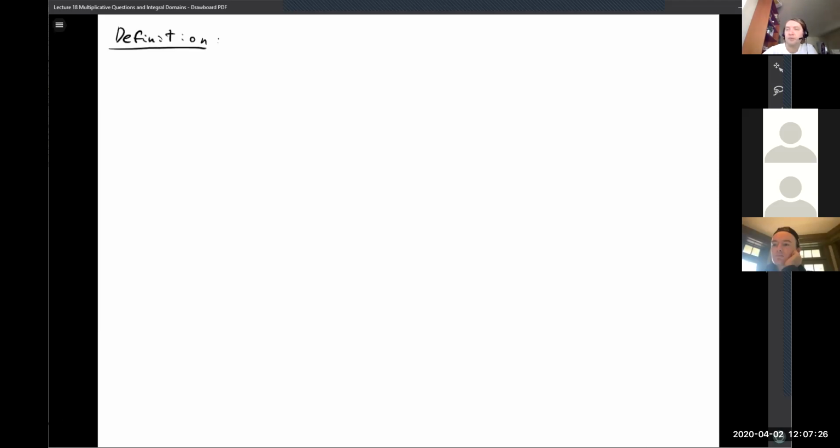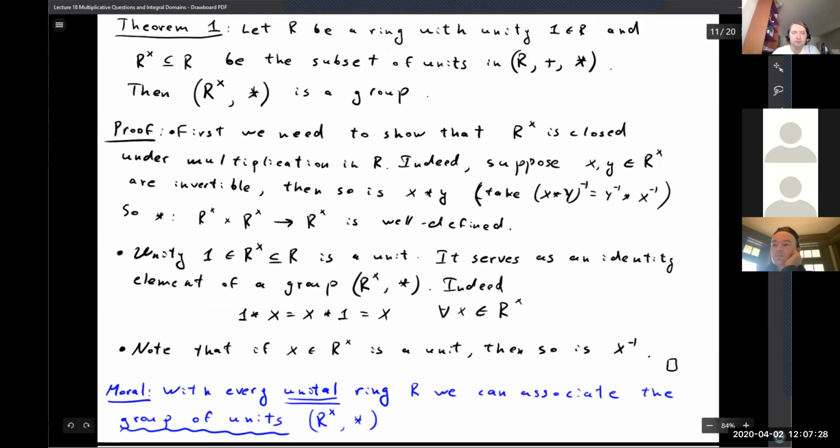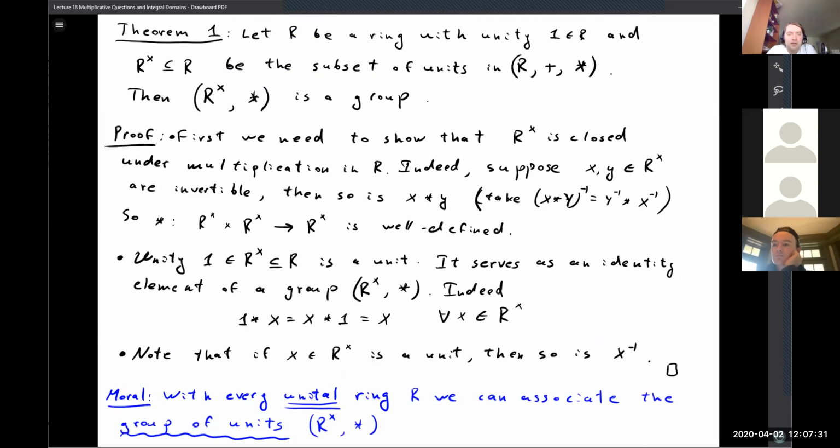I had a quick clarifying question about the previous theorem that we had. When we say that R cross is now a group, if we added the addition operation, it's also a subring, right? Excellent question. Now, R cross is not closed with respect to the addition operation in most cases.